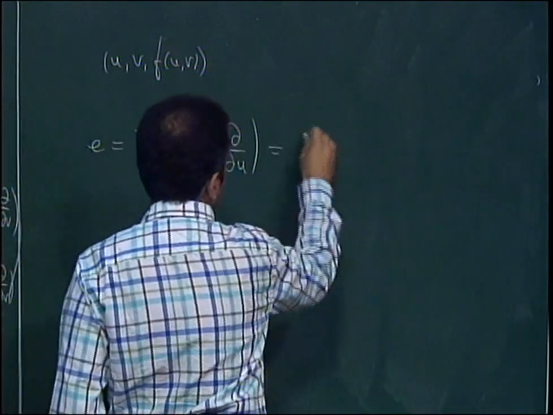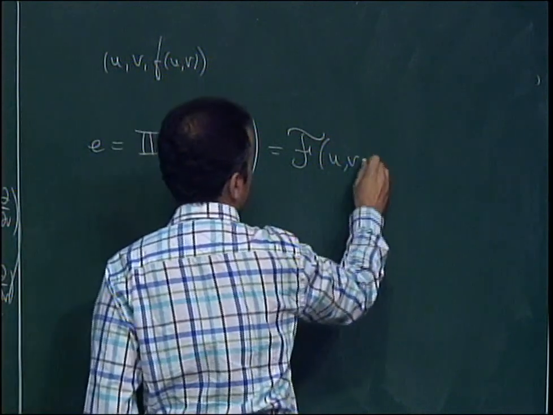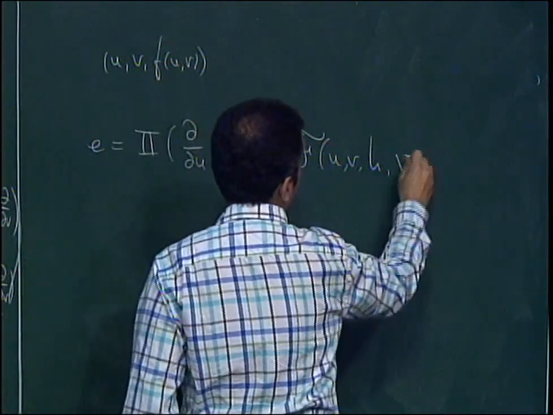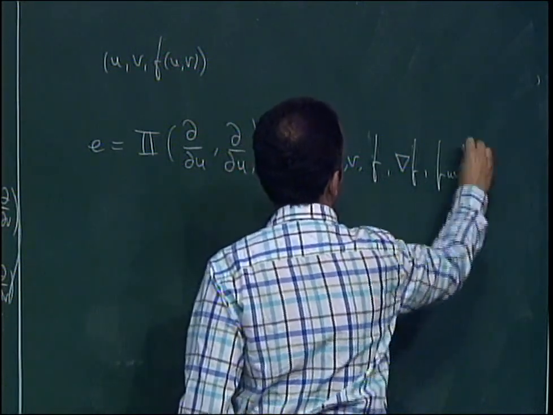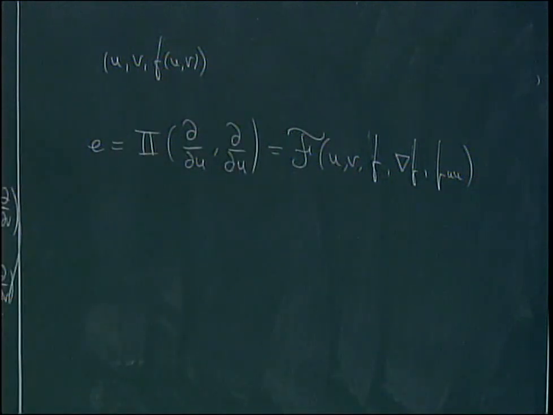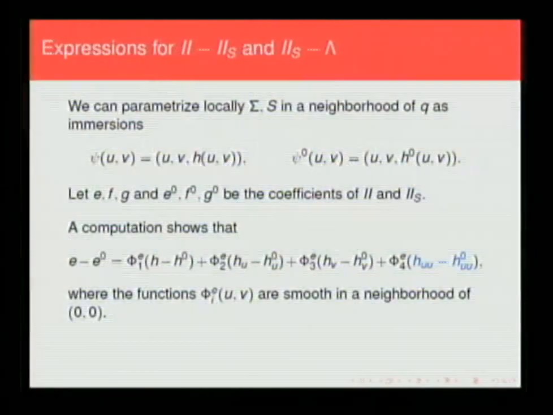This can be computed as a certain function depending on u, v, h, the gradient of f, and f_u, for every graph, not only for our surfaces, but in general. So, if this is true, using the mean value theorem, we can prove that the difference between the second fundamental form of psi and psi naught around the origin is given by an expression of this kind.